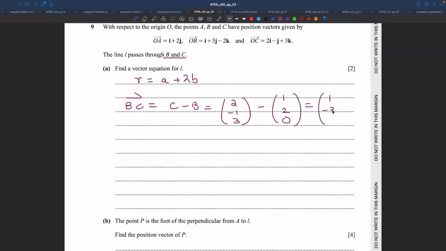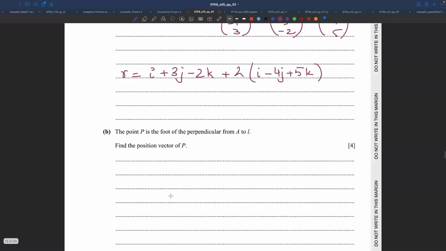So 1, minus 3, and 3, and B, not A. So B point is 1, 3, and minus 2. 1, 3, minus 2. So we'll get 1, minus 4, and 5. So in vector form, you will write your equation as r equals, let's take the point B, i plus 3j minus 2k plus lambda into i minus 4j plus 5k. This would be the vector form.